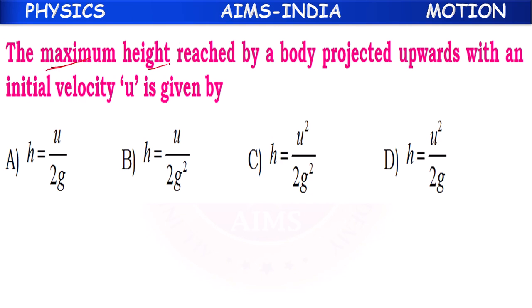Next, the maximum height reached by a body projected upwards with the initial velocity u is given by. So what is the formula for maximum height? u square by 2g. So D option, u square by 2g is the correct answer.